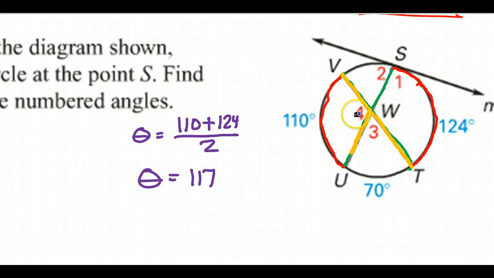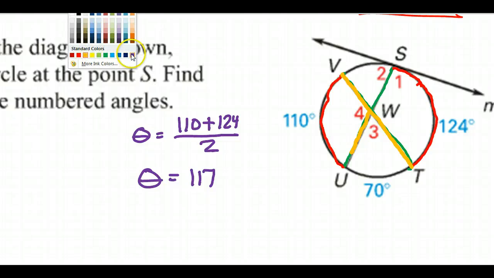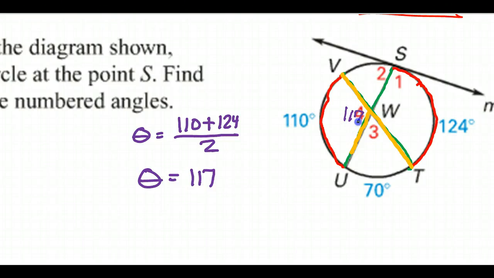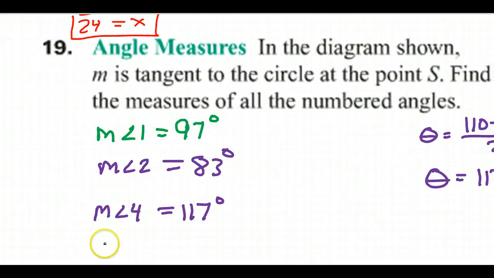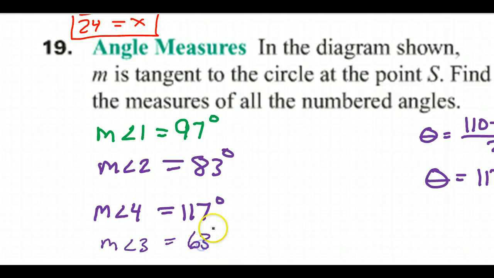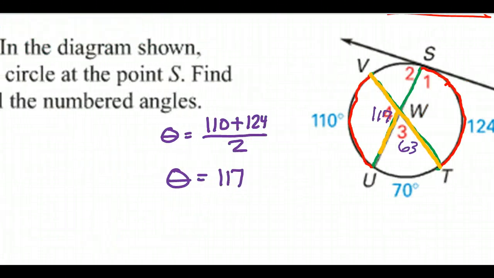So we just found that angle 4 was 117. So the other one is going to be 63, because you just subtract 180 minus 117. So angle 3 is going to be 63 degrees for that reason. Wait, I already forgot what it was. 63 degrees. And that's it. We found all of the numbered angles.